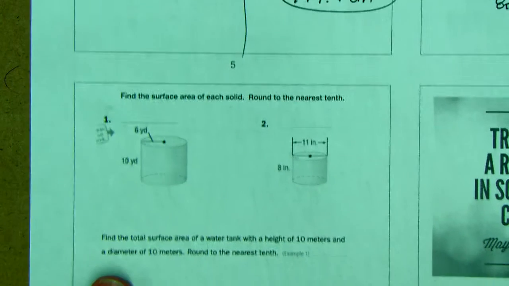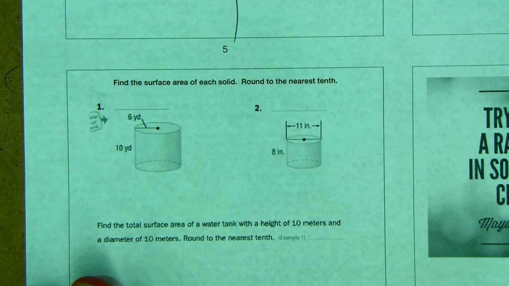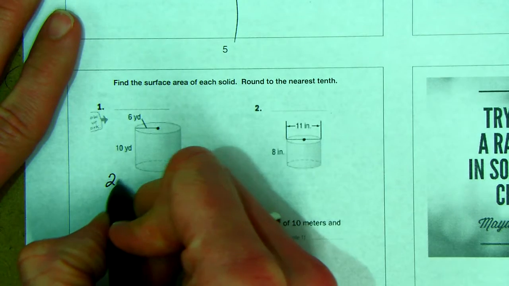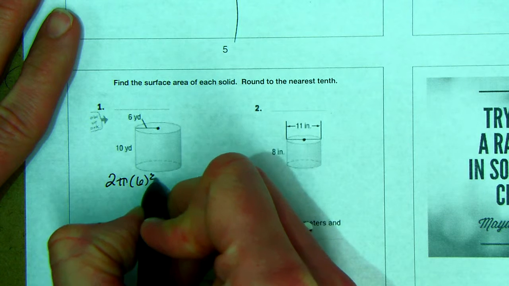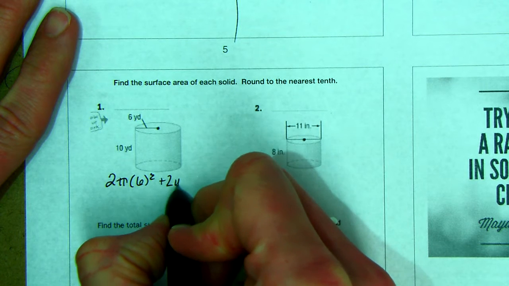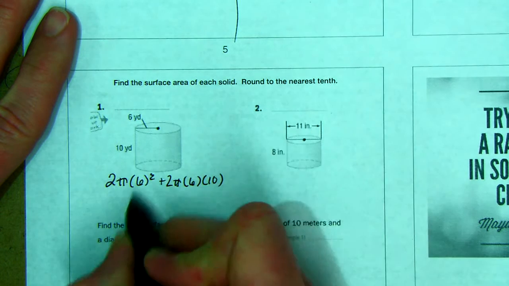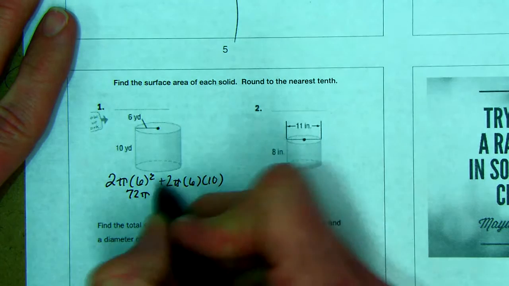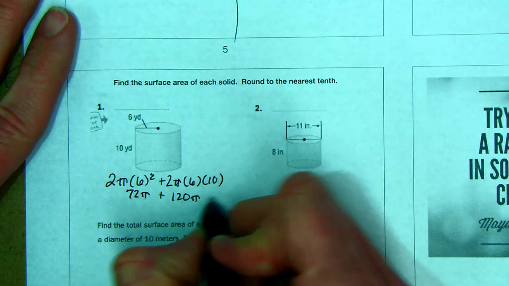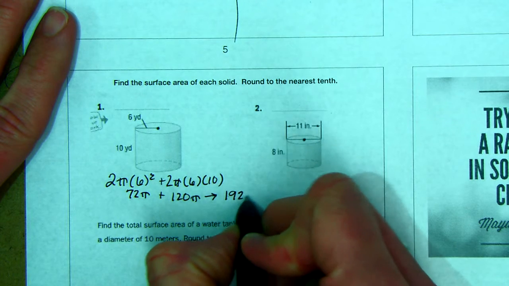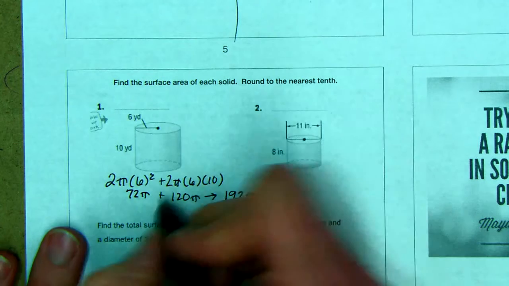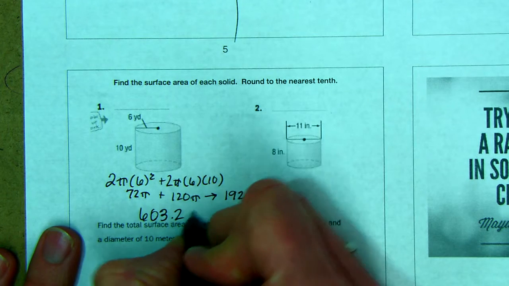Okay, so surface area right here we got. Just bringing it back. 2 pi times 6 squared plus 2 pi times 6 times 10. So 36 times 2 is 72 pi. 2 times 6 is 12 times 10 is 120 pi. That gives me 192 pi. And 192 times pi is 603.2 yards squared. I should have put that in the top blank, but you guys are cool. You can handle that, right?